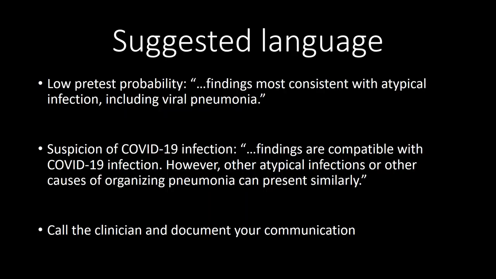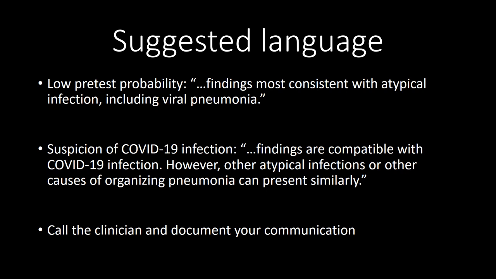Now let's discuss what to do when you find a case of classic viral pneumonia on chest CT. If the patient had a low pretest probability for viral pneumonia, you could use language like findings most consistent with atypical infection, including viral pneumonia. If the patient had a high pretest probability of COVID-19 infection, you might consider stronger language, such as findings are compatible with COVID-19 infection, however, other atypical infections or other causes of organizing pneumonia can present similarly.